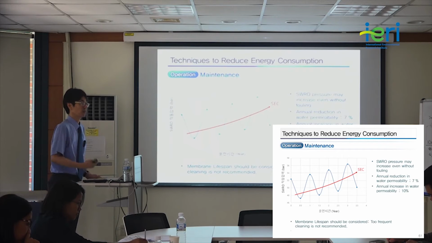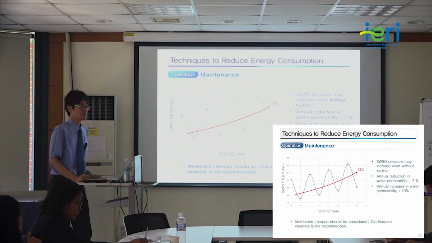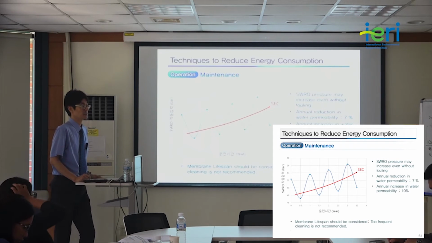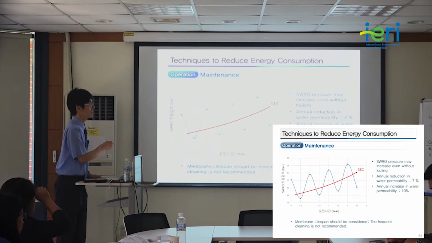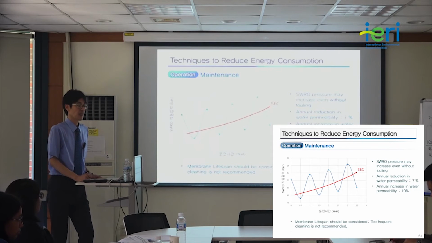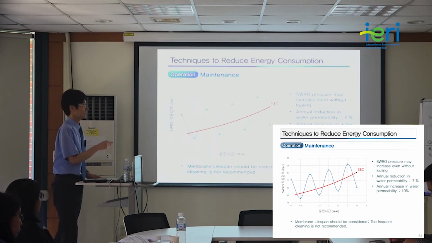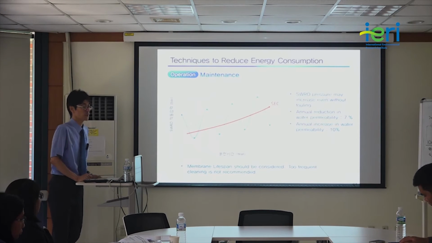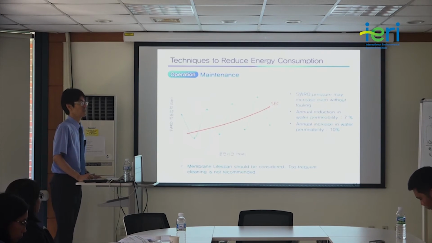If, for example, you wanted to control membrane fouling by applying frequent chemical cleaning, in such cases the chemical can affect the membrane, so it can accelerate the degradation in the water permeability and the reduction in the salt rejection. So the membrane lifespan or lifetime should be considered together with membrane fouling control. Too frequent cleaning is not recommended in terms of both chemical cost and membrane lifetime.